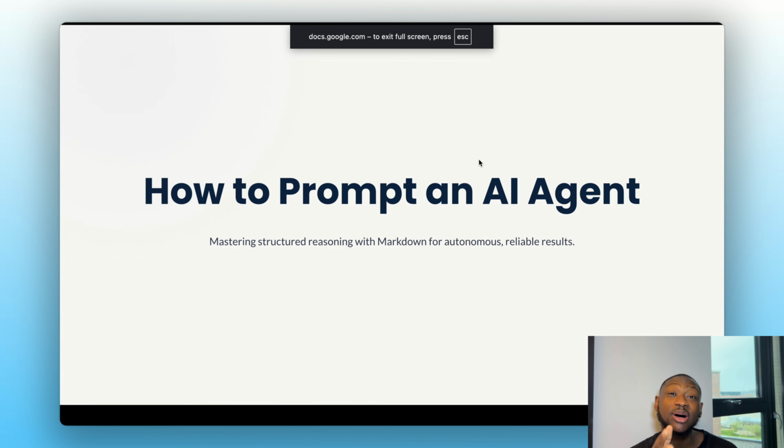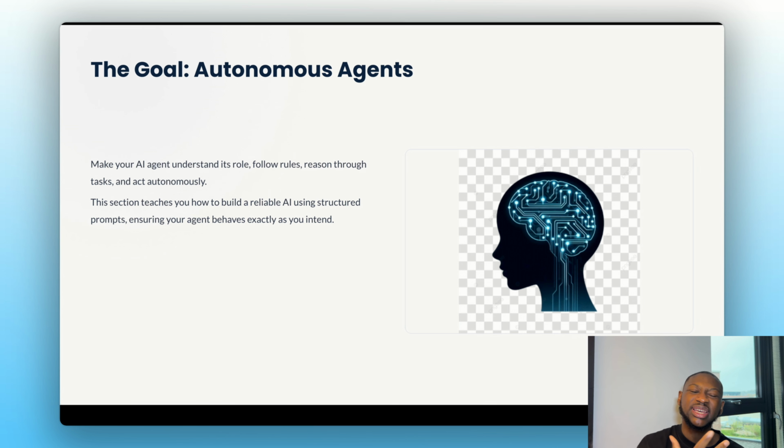So yeah. So now, how do you prompt an AI agent? So here's the goal with autonomous agents when it comes to prompting. You want to make your AI agent understand its role, follow rules, and reason through tasks and act autonomously. This section teaches you how to build a reliable AI using structured prompts and ensuring your AI agent behaves exactly as you intend. Because it's quite typical that you might give an AI agent a basic prompt and it acts as you do not intend it to act. And that is why most people say AI agents are not reliable. But yes, there's a truth to that.